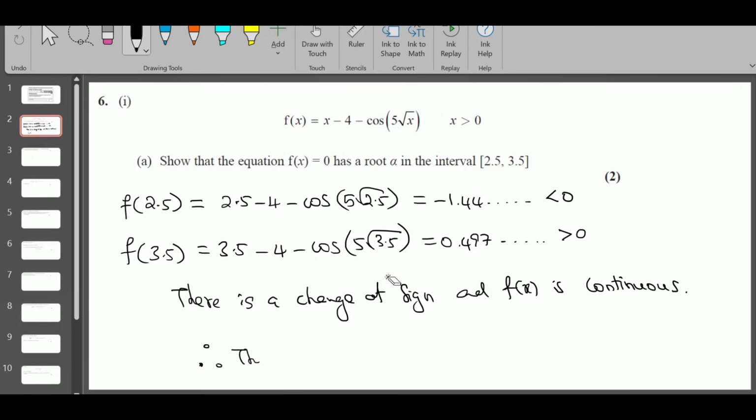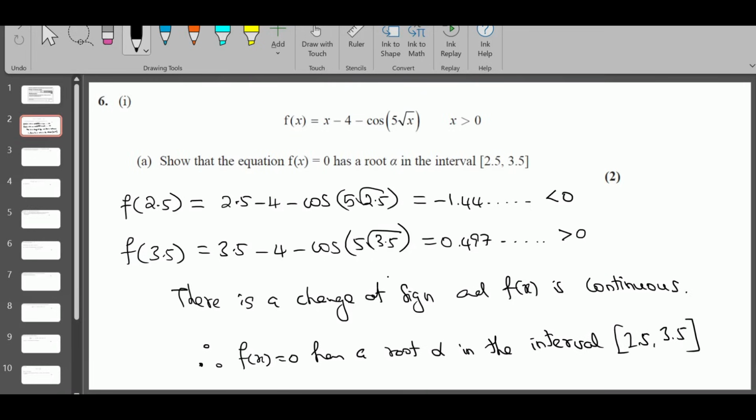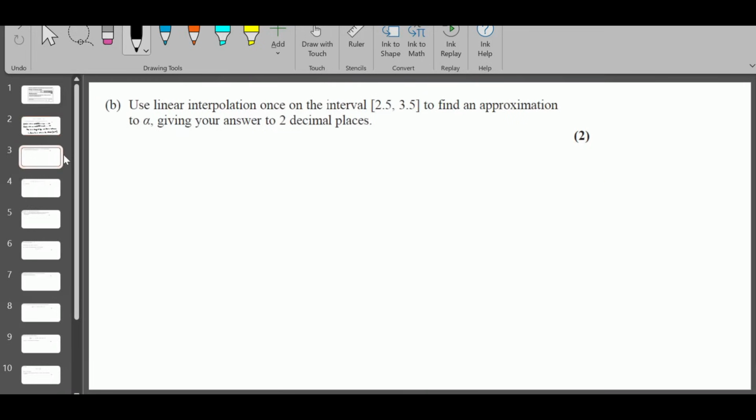Therefore, f of x equals 0 has a root alpha in the interval. Just copy from the question. Interval 2.5, 3.5. That's all. It's a 2-mark question. Let's move on to part B.